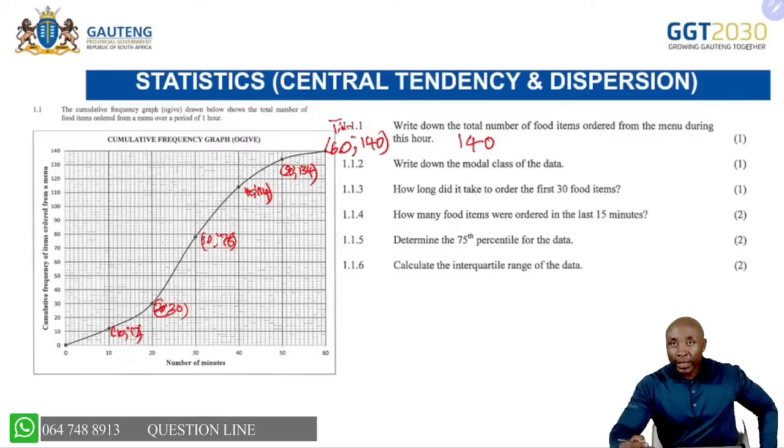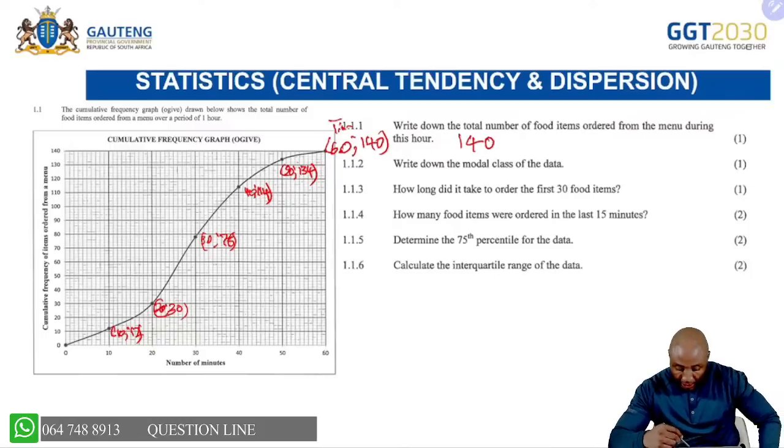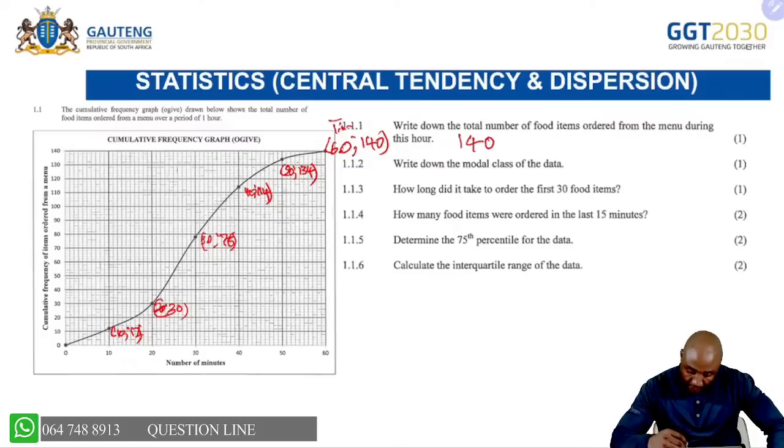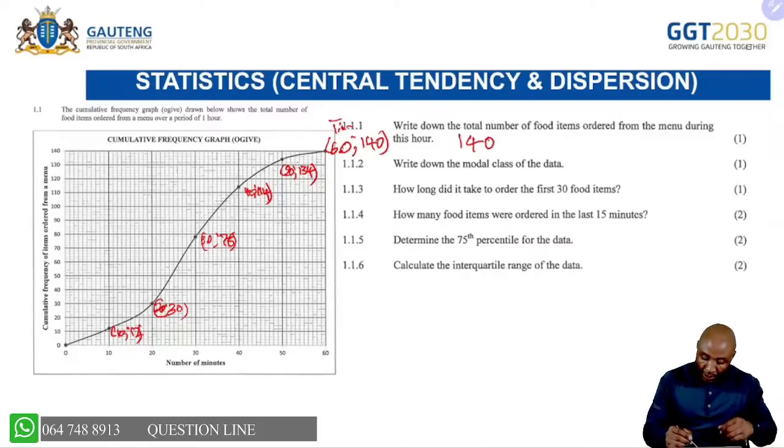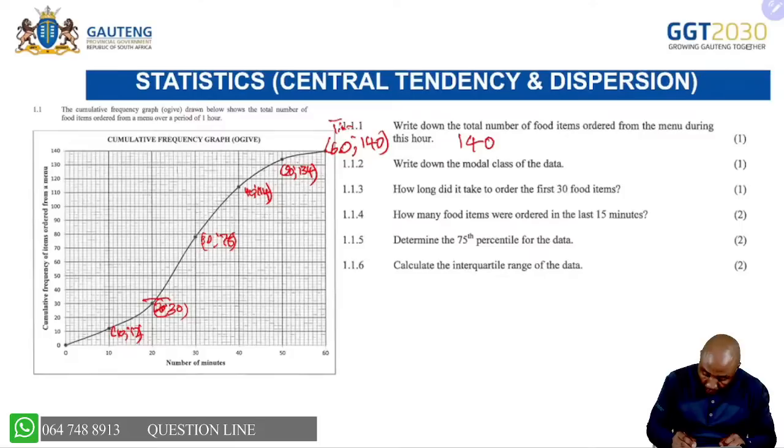Now we want to look at where our y value has the biggest jump. So you subtract: 140 minus 134 gives us 6. 134 minus 114 gives us 20. 114 minus 78 gives us 36. 78 minus 30 gives us 48. So you are able to see that the biggest jump is between this point and that point, which means for the modal class you are taking the time.